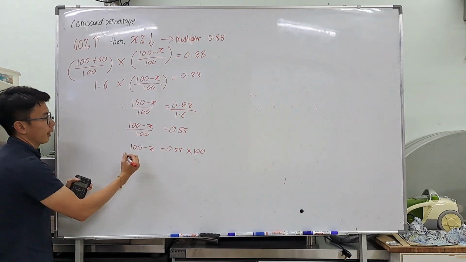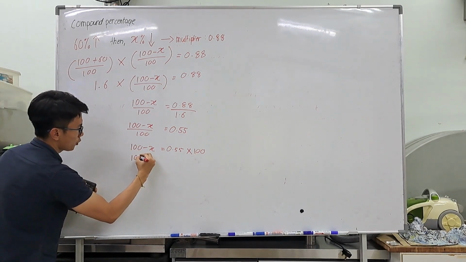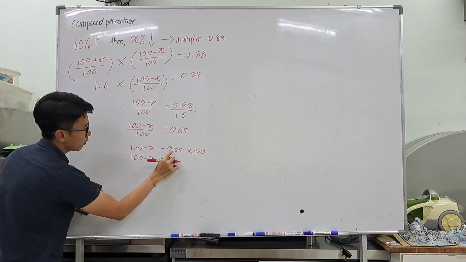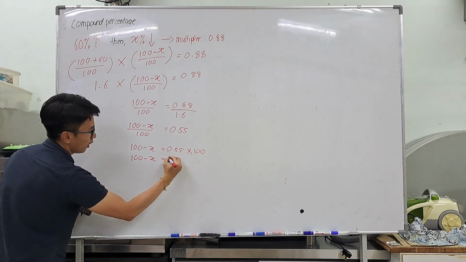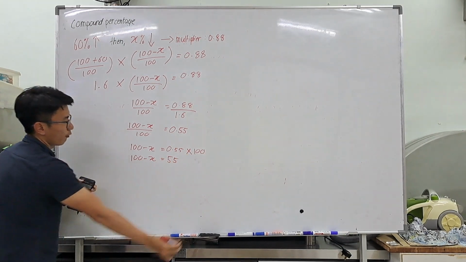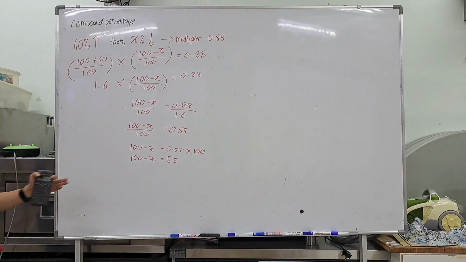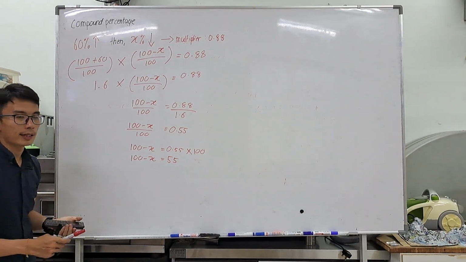Okay? Right, let's continue over here. So I will have my 100 minus x, that will be equal to 0.55 times 100. I will get my 55. Right? Now over here, what can we do to proceed to the last step?